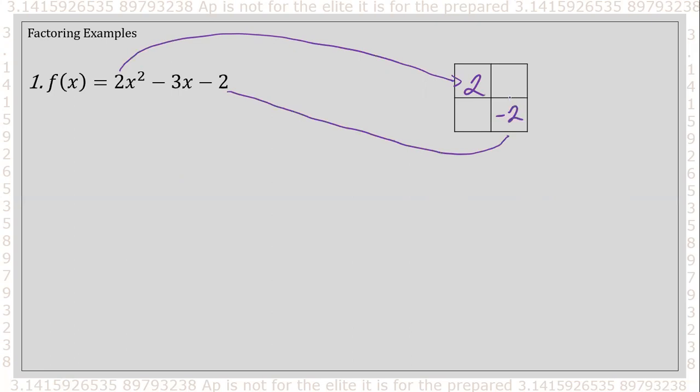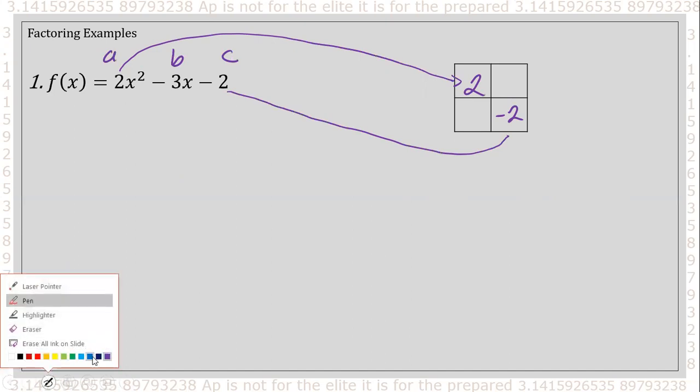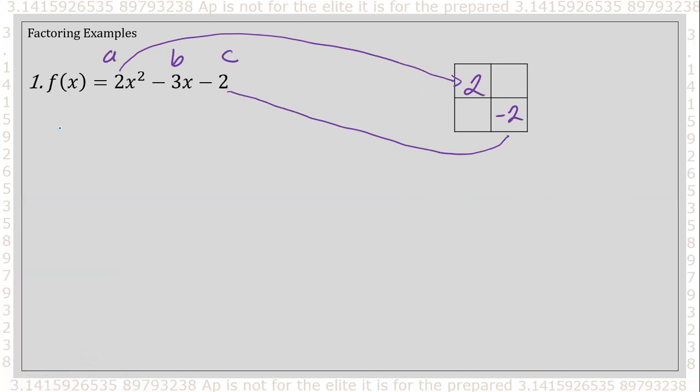Okay. Alrighty. So pretty much what I said before is that this is your A, this is your B, and this is your C. If you multiply your A term times your C term, you get the following. You have 2x squared times a negative 2, and that gives me a negative 4x squared. So that is the AC, right? This is your A times C, which is negative 4x squared.